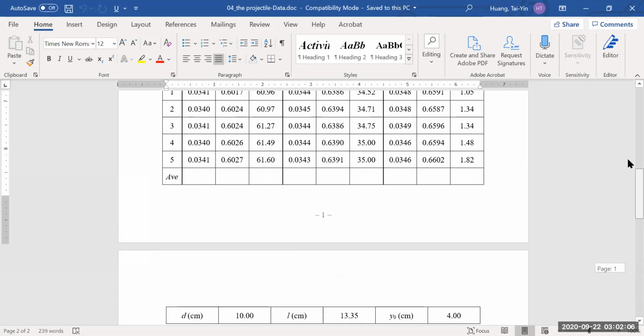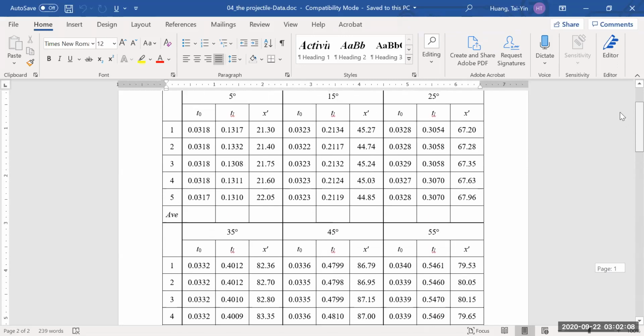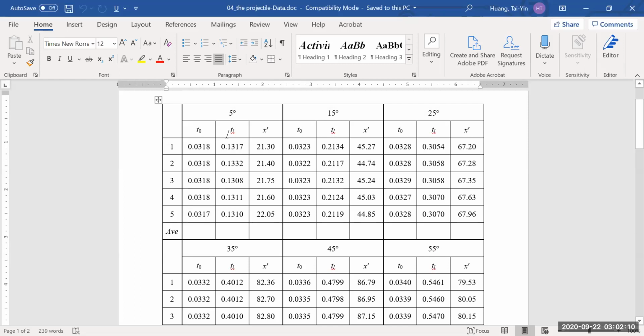Okay, and the other thing I want to mention is that you have the T naught and then TL. As I mentioned, T naught is the one you use to find the initial velocity. TL here indicates the total flight time of the projectile.